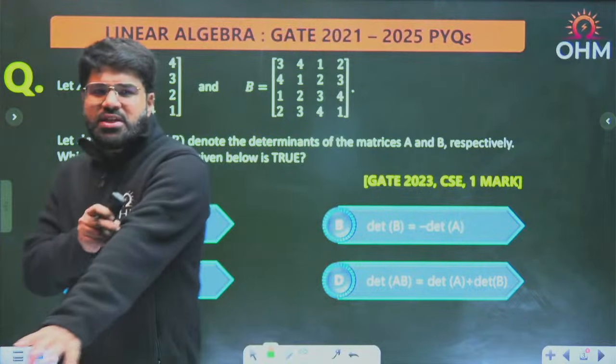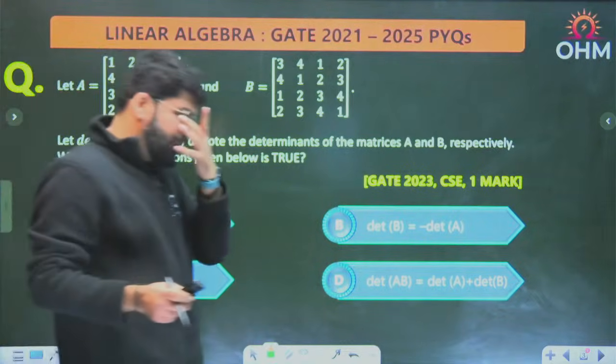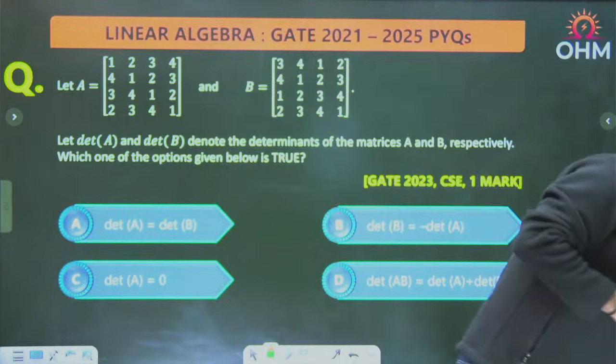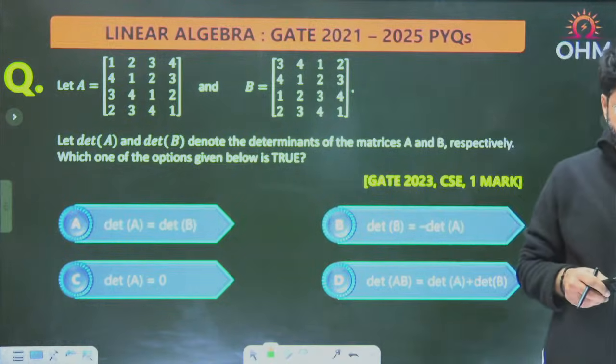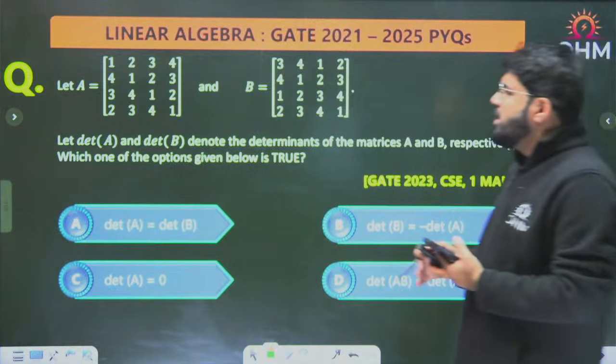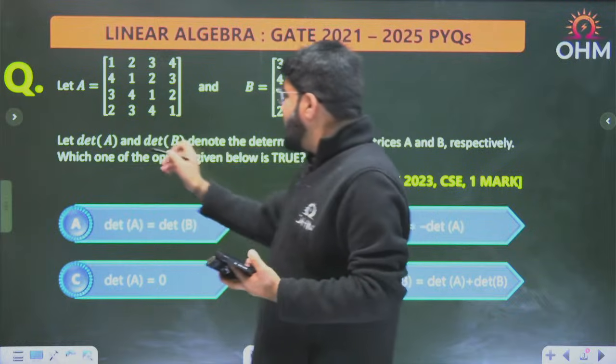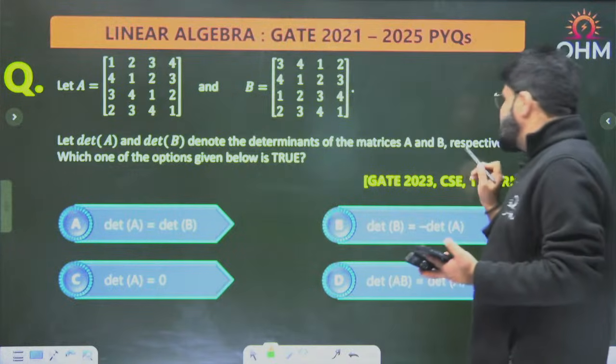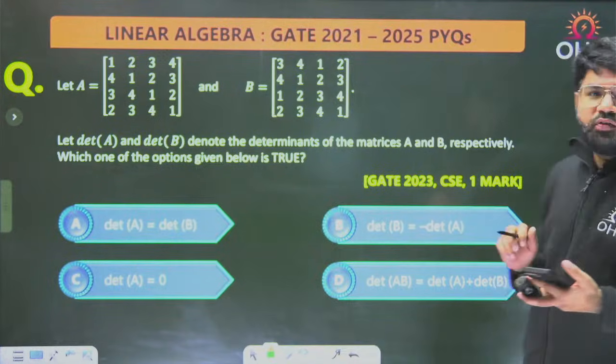Some questions of linear algebra are very fundamental. Have a look into this question. Let A and B be two matrices given to you. Let det A and det B denote the determinants of the matrices A and B respectively. Which of the following options given is true?